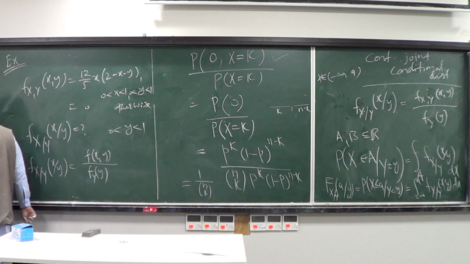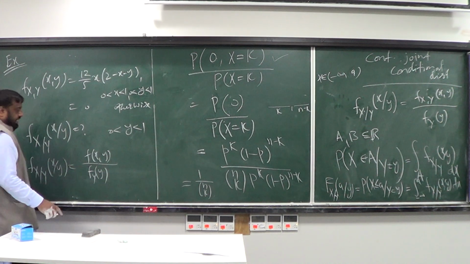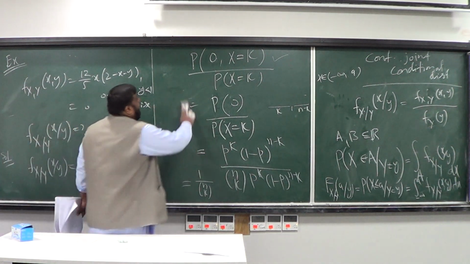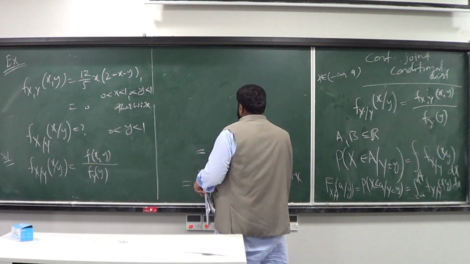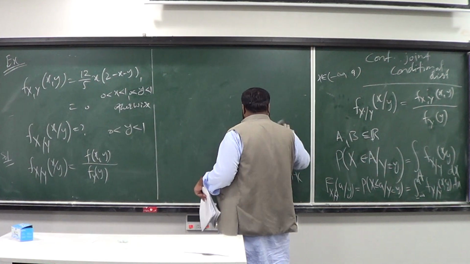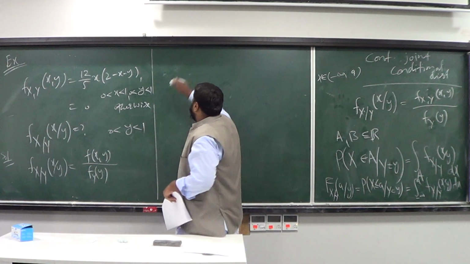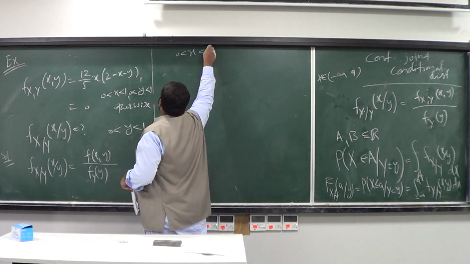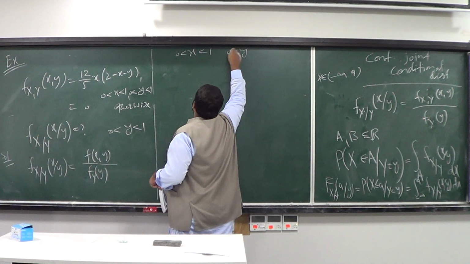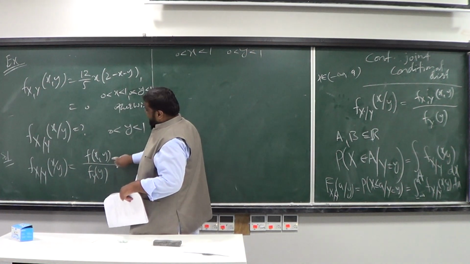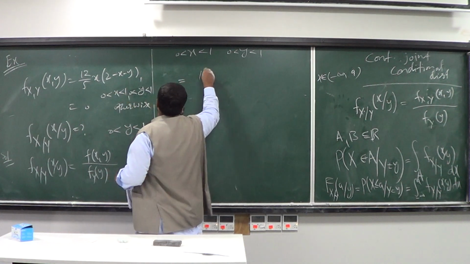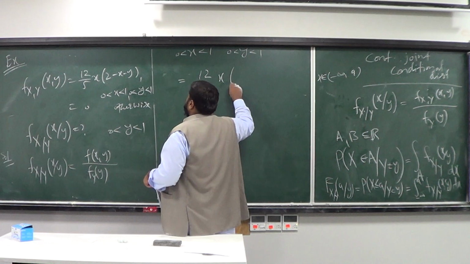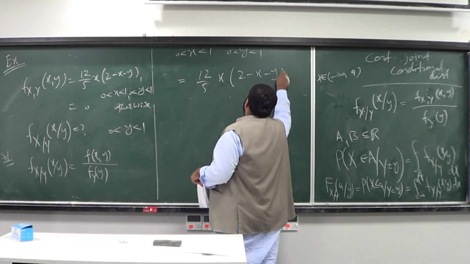Okay, this is what it is. Now f of x,y, we know that if x and y are between 0 and 1, x is between 0 and 1 and y is also between 0 and 1, then this is non-zero. And it is equal to 12 over 5 x (2 minus x minus y).